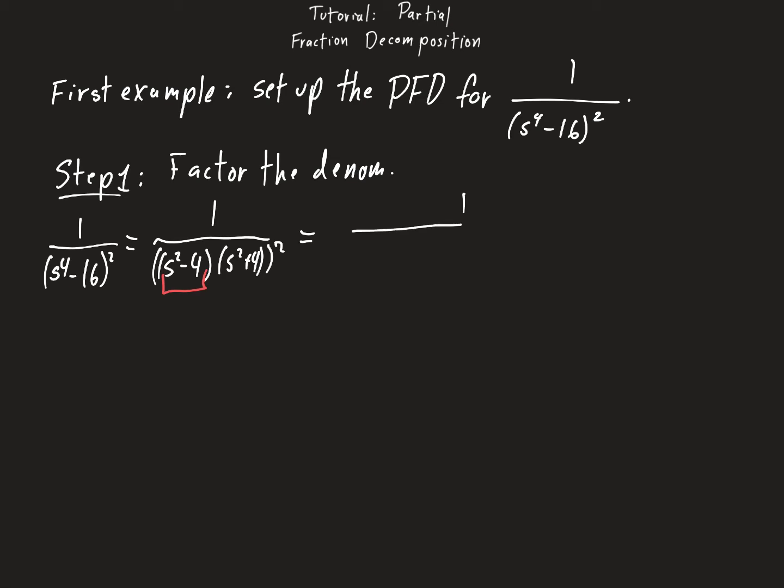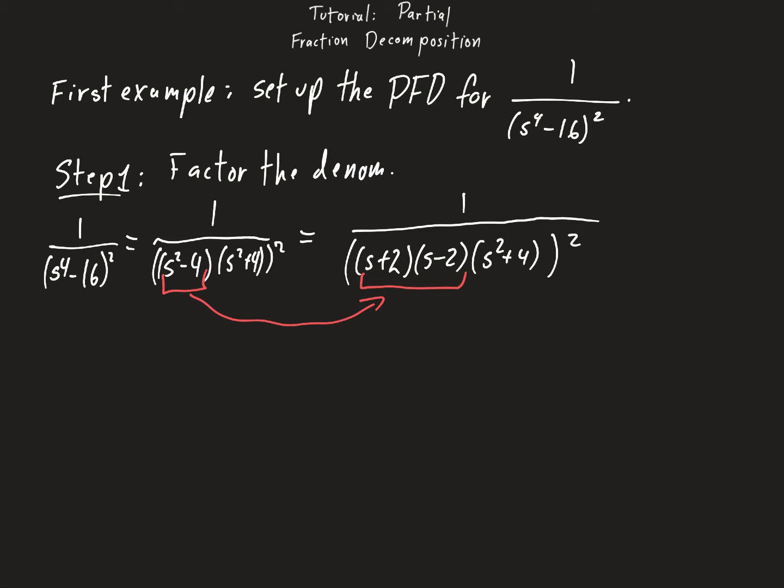And you'll see that we're going to have s plus 2 times s minus 2 times s squared plus 4, and this whole thing is going to be squared. And again, this guy just factors into this.